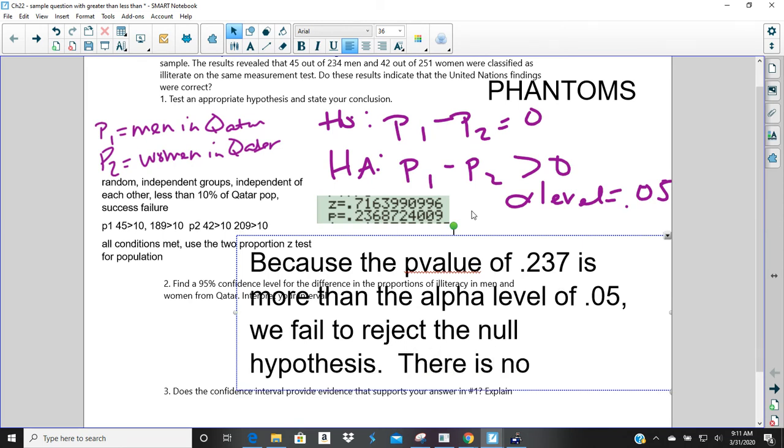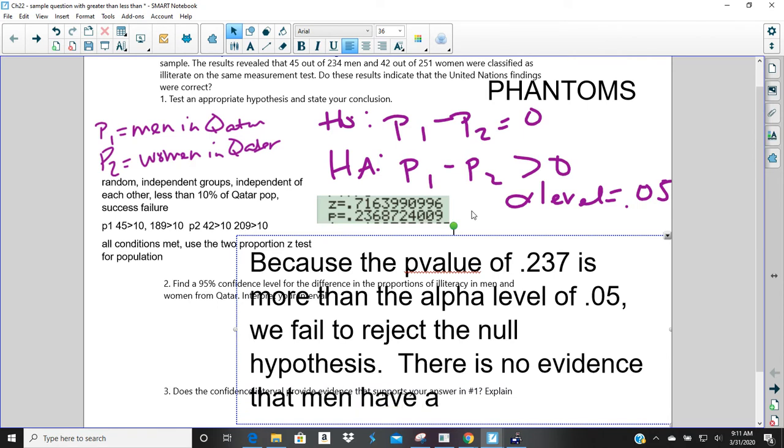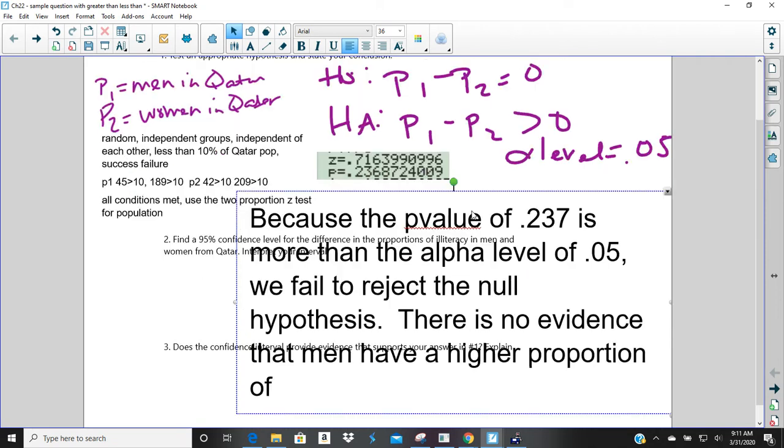There is no evidence that men have a higher proportion of illiteracy than women in Qatar.